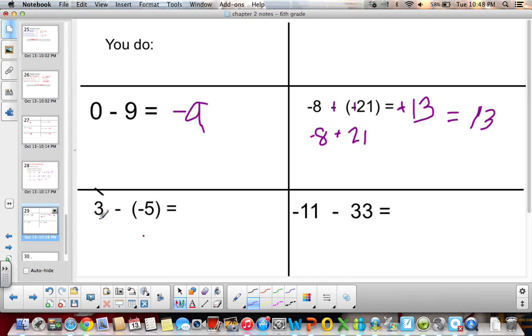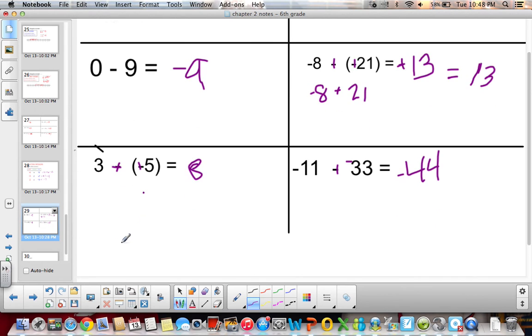3 minus negative 5, we keep 3. We change to addition, and then we change our sign. So 3 plus positive 5 equals 8. Negative 11 minus 33, so keep the negative 11, change the sign, and then make 33 negative. Keep, change, flip. Negative 11 plus negative 33, so they both have the same sign, so we can just add them together. So 33 plus 11 is 44, and then we take the sign of both, which is negative, so our answer would be negative 44.